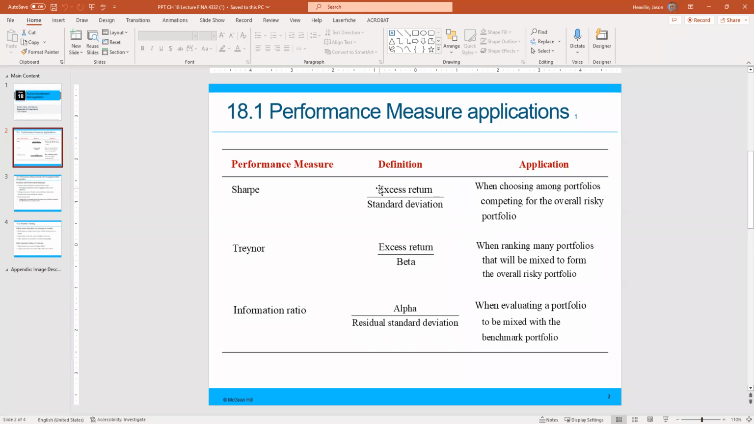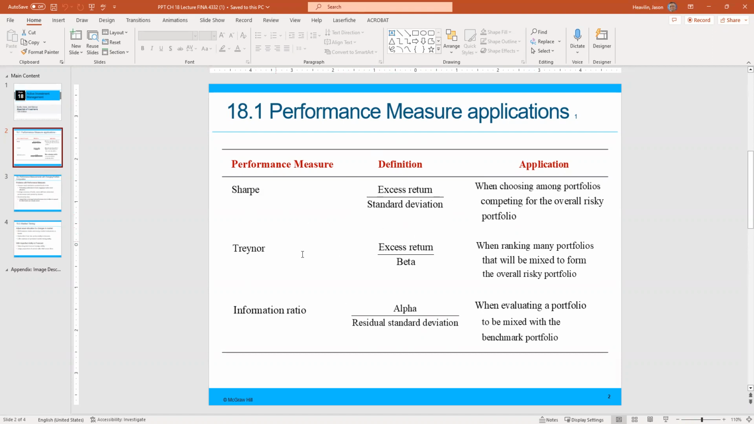Once we take the returns of the portfolio minus the risk-free rate, we can really see what the portfolio did. The logic behind that is that the risk-free rate is a return you could get with zero risk. So we control the portfolio for that amount. What's important is how much above that amount did you get for taking risk. So we take the excess return and divide it by standard deviation. Now, this is useful when choosing among portfolios that are competing for the overall risky portfolio. Generally speaking, you're comparing all portfolios to see which one's more efficient. This gives you an efficiency measure.